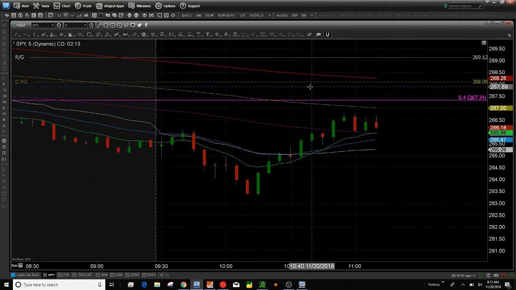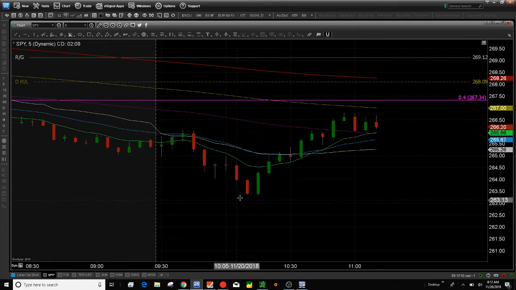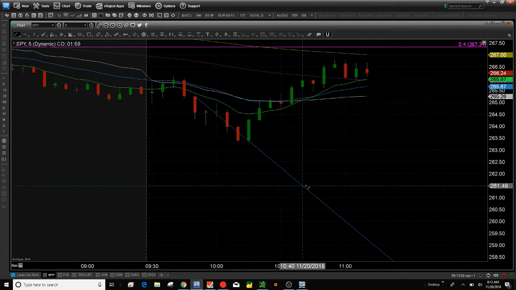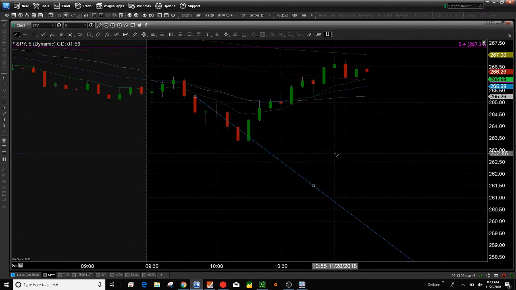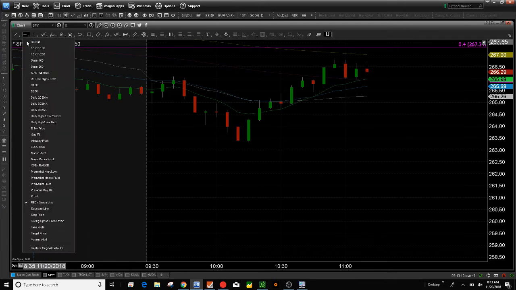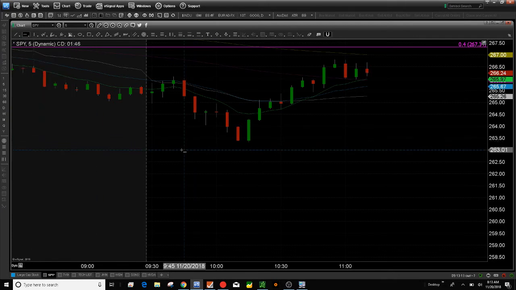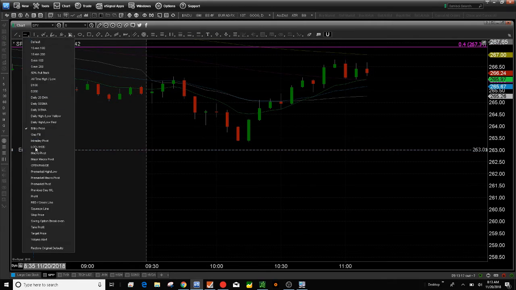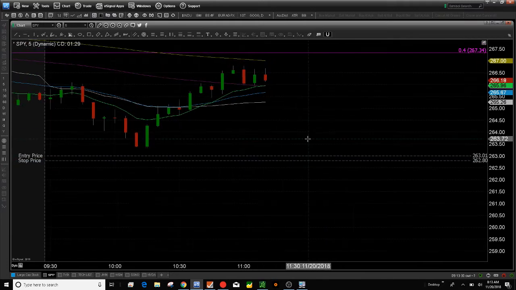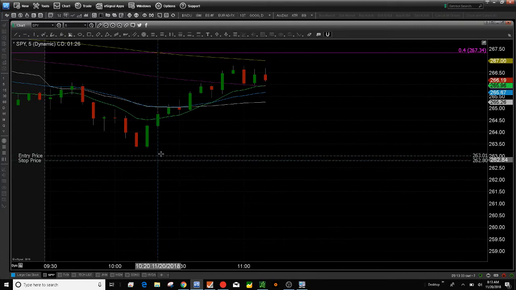Okay, so where is my low here? How do I know that I'm going to get long somewhere down in here? How do I know it's not going to continue to sell off all the way through here? I don't. But I know that when I enter, I want to enter at a low risk entry, maybe entry price, let's say 263-ish, and I know my stop, I want it to be maybe 262.80-ish, okay? So this is around where my entry should be. This is where my stop should be.